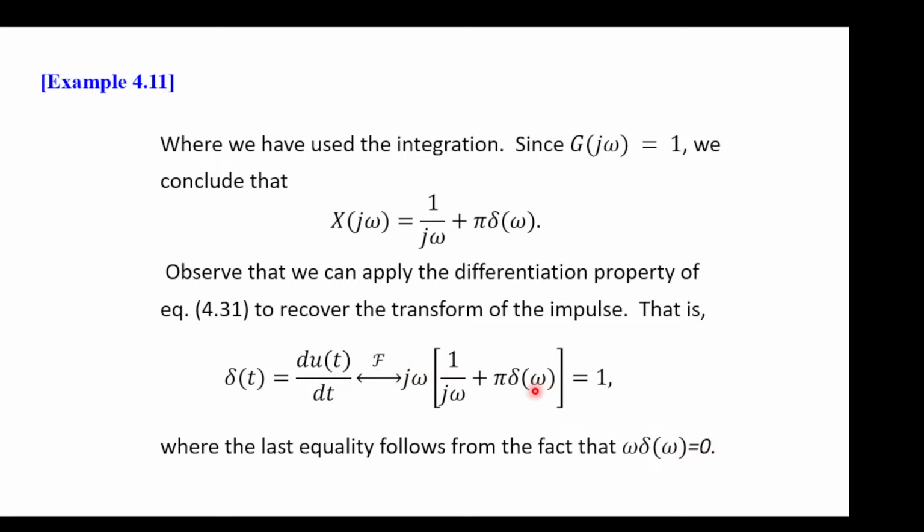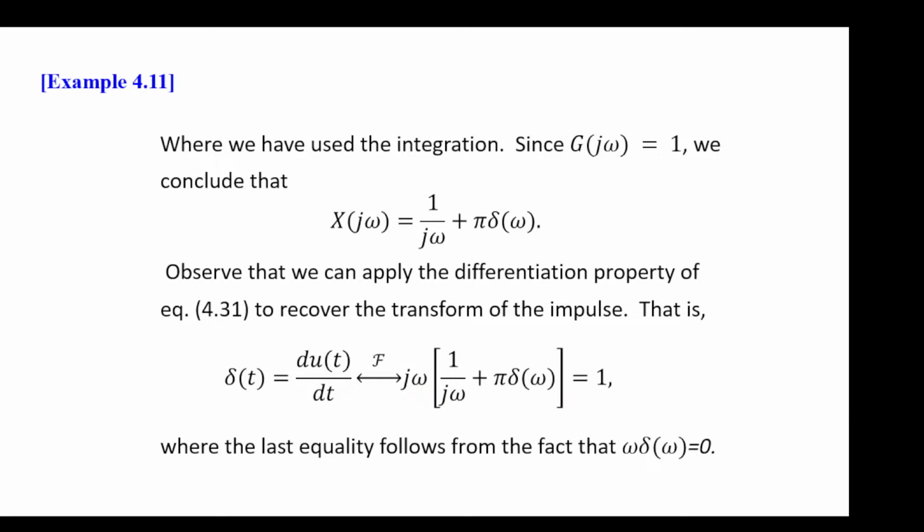So you have j omega times pi delta of omega. That's basically omega times delta of omega. But by the, I think this is called the sampling property. The sampling property of delta omega says that this thing times omega is just omega at 0. So that's just 0. So j omega times delta omega equals 0. So when you use the differential property to transform it back, it just goes back to 1.